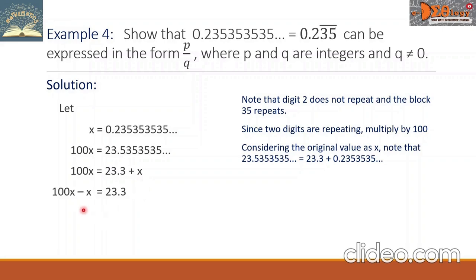Let us combine the x. 100x minus x is 99x, equals 23.3. Let us rewrite this 23.3 as a rational number. So we have 233 over 10. When we divide this equation by 99, we will get the value of x. So we'll have x equals 233 over 990.